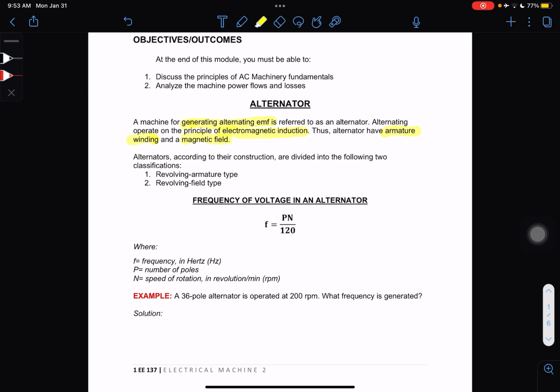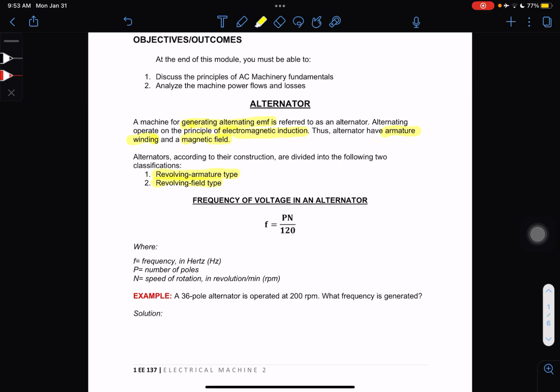So alternators, according to their construction, are divided into the following two classifications. So in our alternator, we have two classifications. First, we have the revolving armature type. And second, we have the revolving field type.